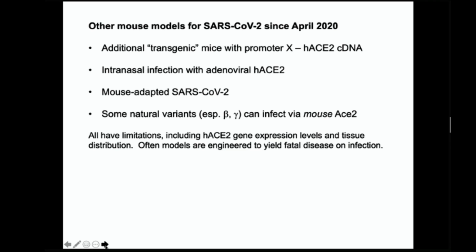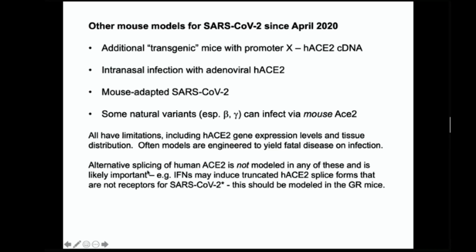All of these have limitations, as mentioned along the way, and often, ironically, the models are engineered to give fatal disease. So, for example, with the mouse-adapted SARS-CoV-2, the reason they thought they were on the right track was that you keep going until you start having fatal disease infecting mice. So again, this is focused on the fatal disease and not really on developing models for less acute and lethal infection.